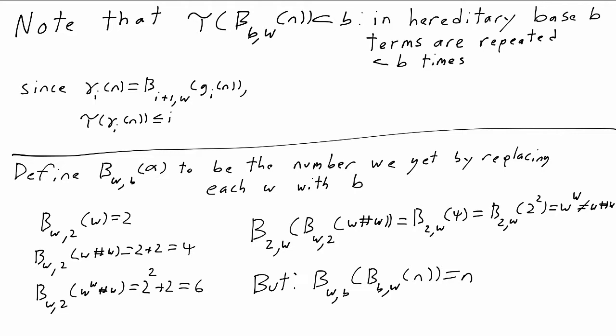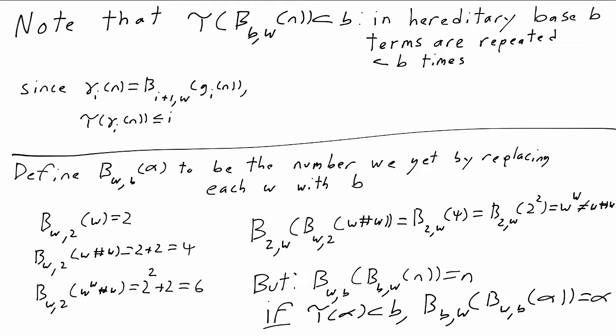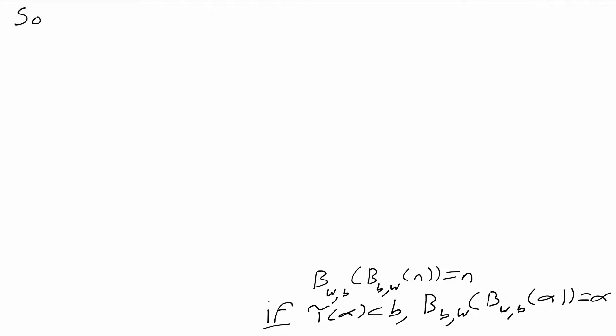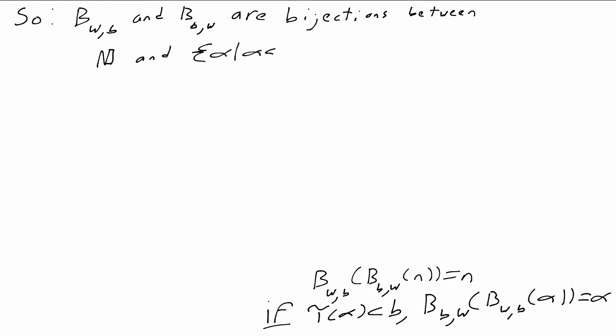But as long as tau of alpha is less than b, then b omega b of alpha will be in hereditary base b. If tau of alpha is less than b, we never repeat a term b times, so b omega b of alpha is in hereditary base b, and then b omega of b omega b of alpha is equal to alpha. So b omega b and b omega give us bijections between the natural numbers and the ordinals alpha less than epsilon 0 with tau of alpha less than b.